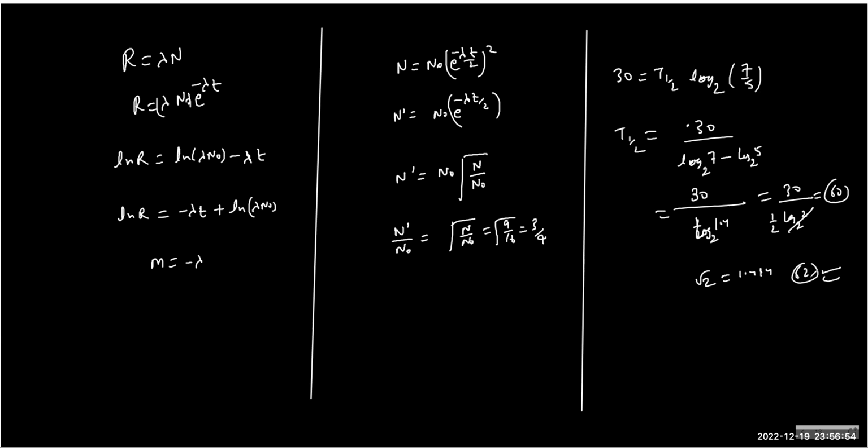So 6 alpha and 4 beta. You know the answer? Yes, sir. I think this is simple. C.